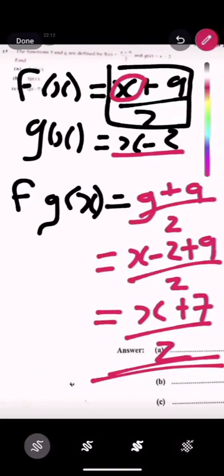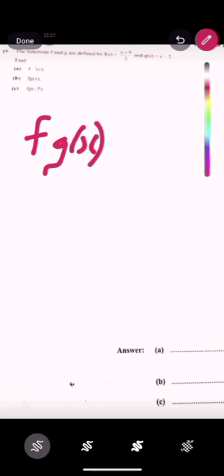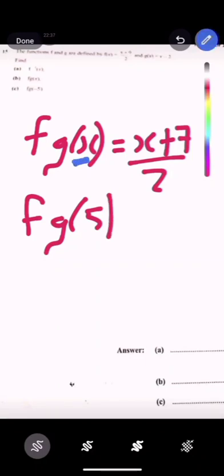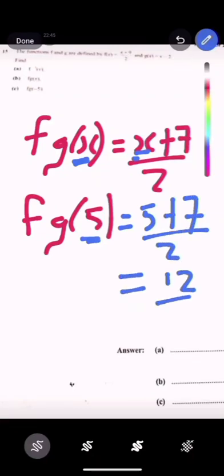Okay, so now the next question is fg(-5). So the expression that you have found, fg(x), was (x + 7) over 2. They now want fg(5). So where there's x, we put 5. 5 plus 7 is 12, divided by 2, which is 6.